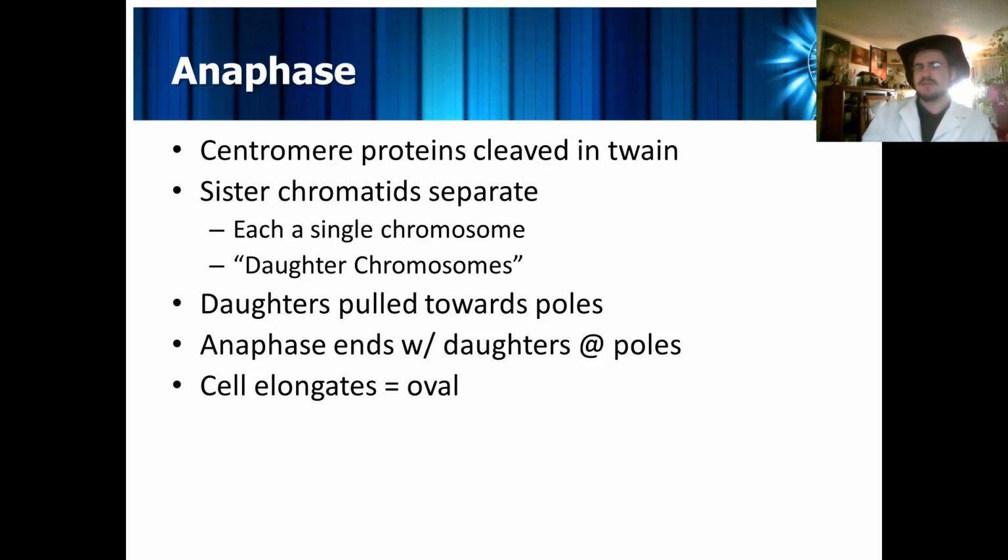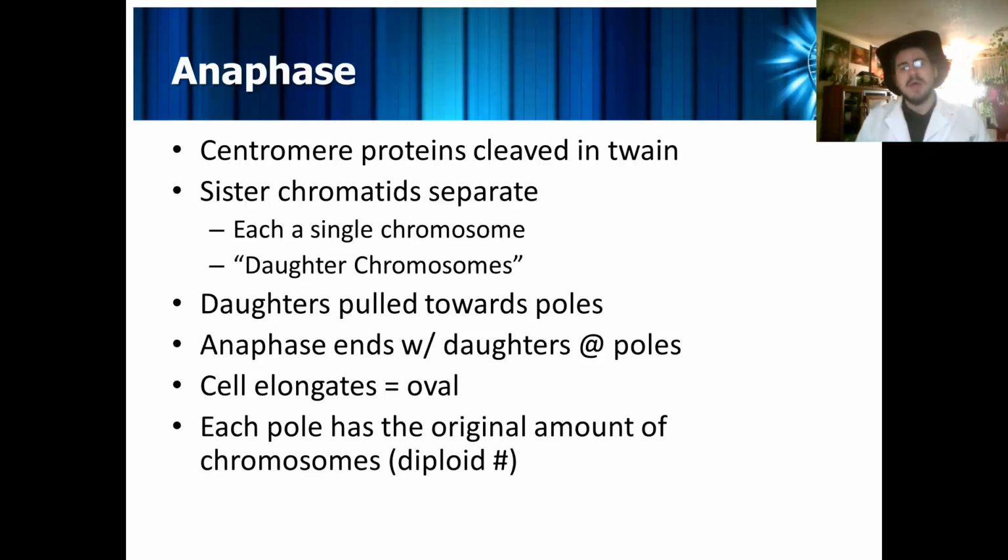But we're getting ahead of ourselves. Let's look at anaphase. Each pole has the original amount of chromosomes, the diploid number. Because remember, when we started, we had doubled the number of chromosomes. That is exactly why a sister chromatid chromosome is an X shape. Put it this way: a normal human cell has 46 chromosomes. If you were to take all of the DNA in G1 of interphase and force it to condense into chromatids, you'd get 46 individual chromatids.